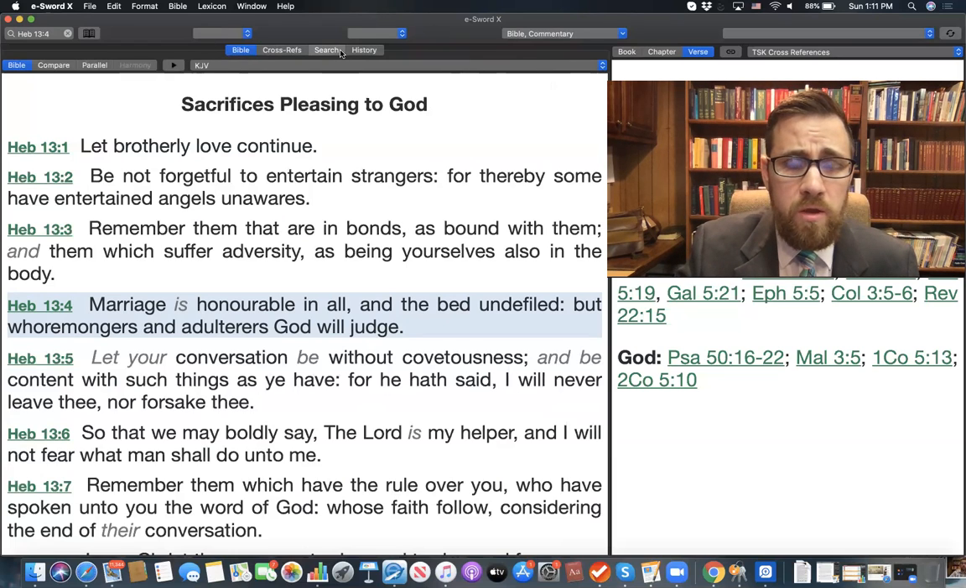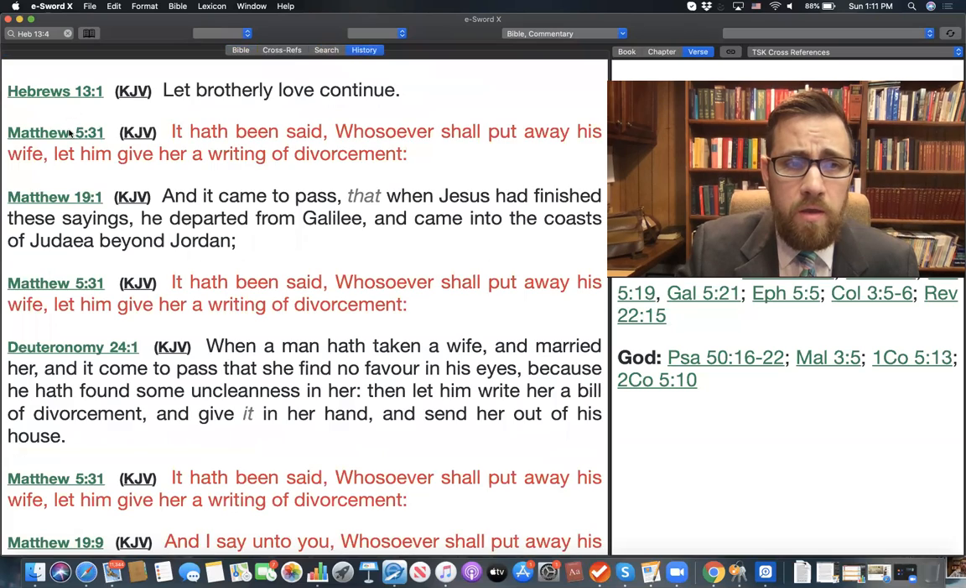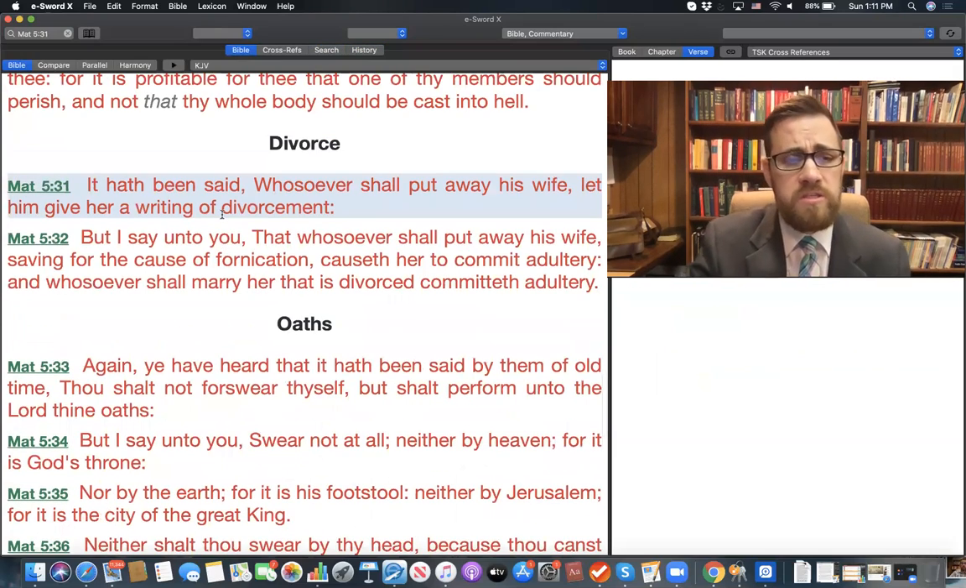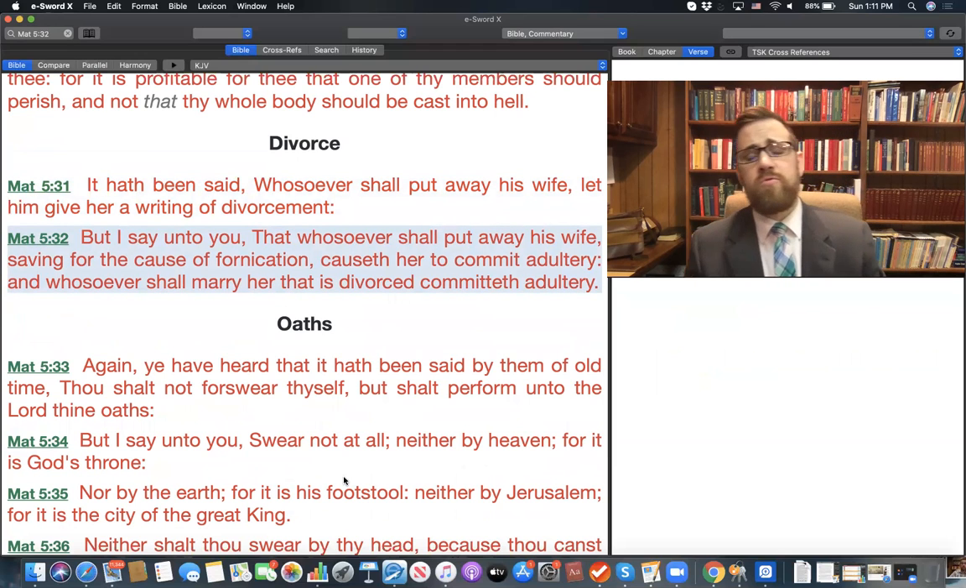So we look and we see Jesus saying this, and Jesus says, whosoever puts away his wife except for the cause of fornication causes her to commit adultery.